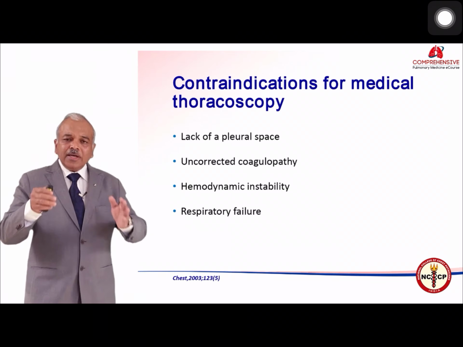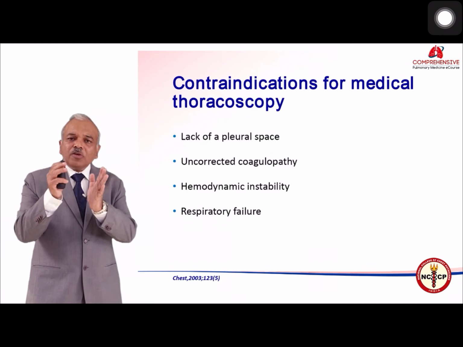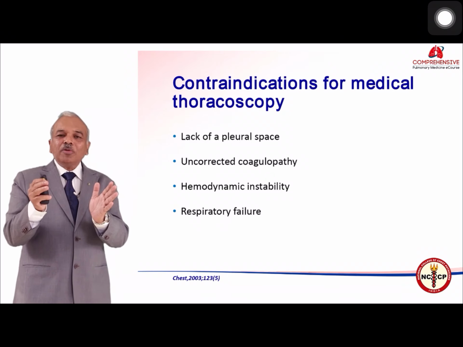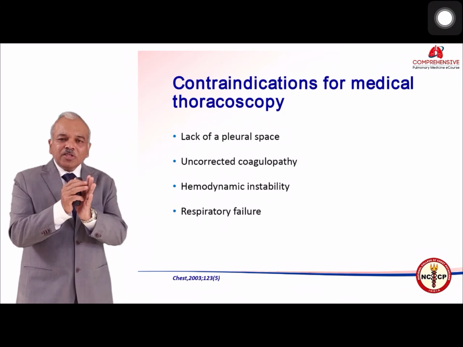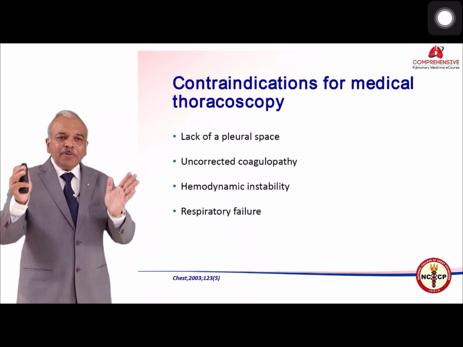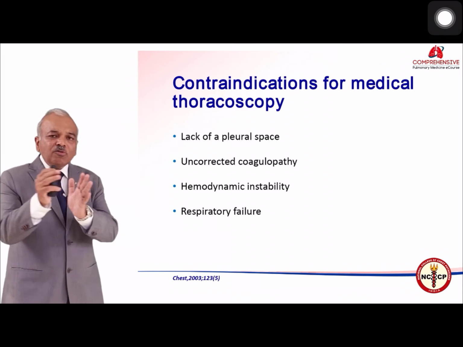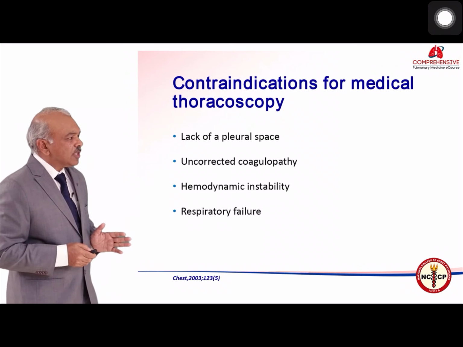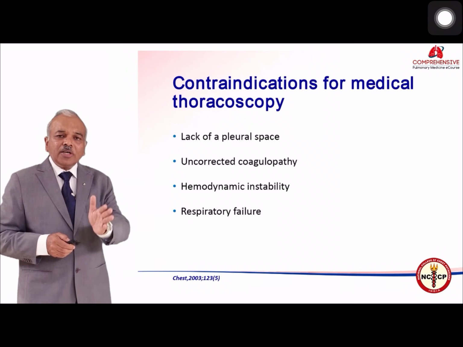You can imagine that if the pleural surfaces are adherent to each other, you cannot perform a thoracoscopy, because the visceral and the parietal pleura must be separated. There must be space between them to move. Only then can you do a thoracoscopic procedure. So lack of a pleural space is a contraindication.